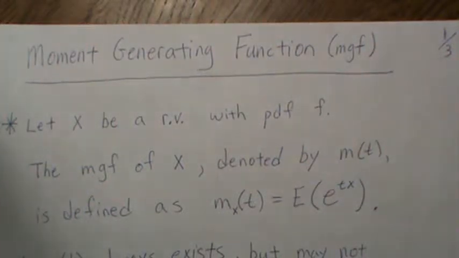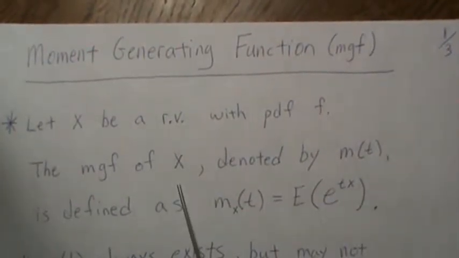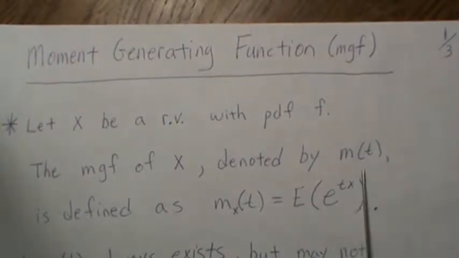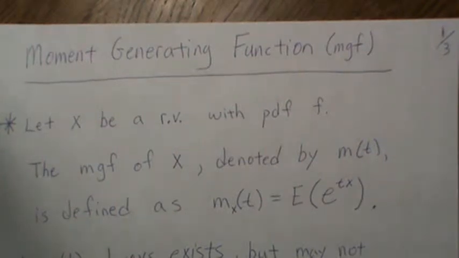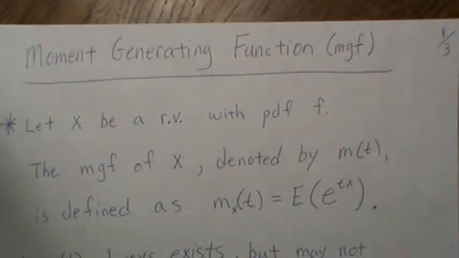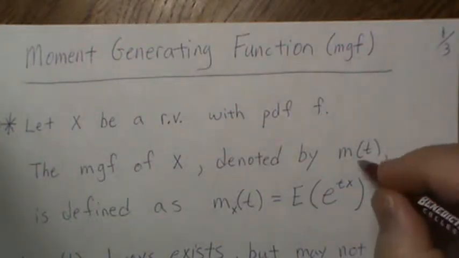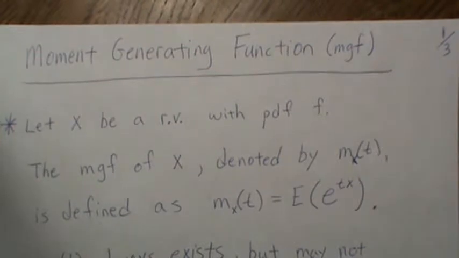Hello, in the next 2 or 3 videos, we're going to look at the moment generating function and a few of the properties of the moment generating function. So to just jump right in, let X be a random variable with PDF f. Then the moment generating function of X, denoted by M(t), and probably should put a little subscript there, is defined as M_X(t) = E[e^(tX)].